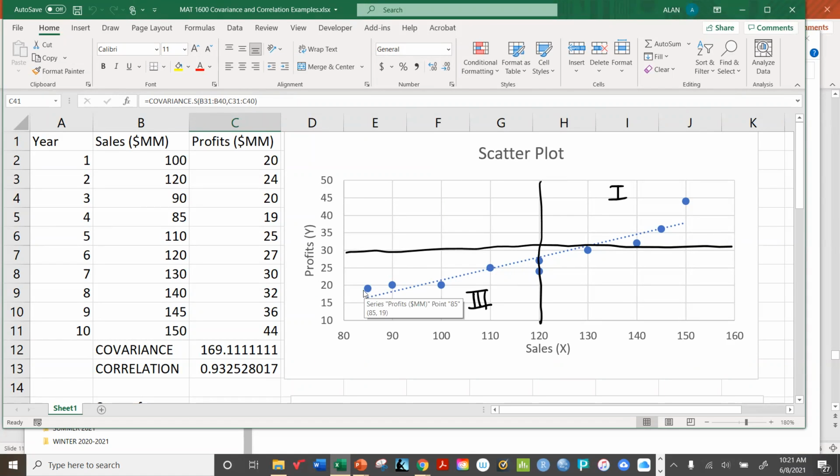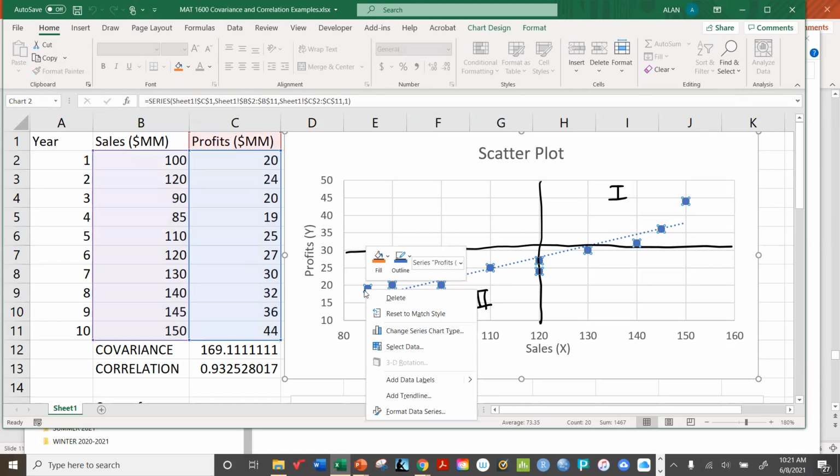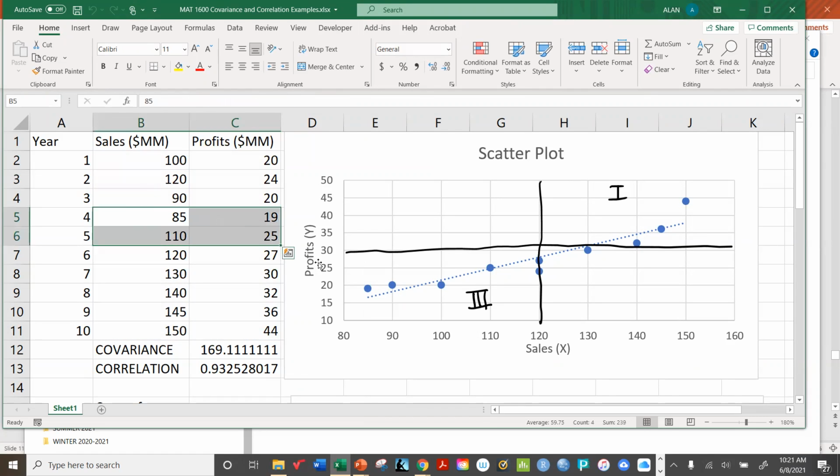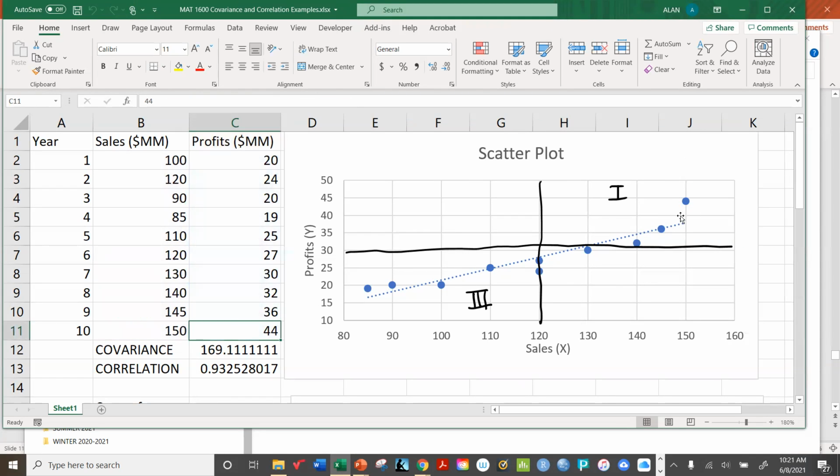Each of these points is a single year taken from this table. So for example, this one, it looks like that would be this year right here, year 4, where the profits are 19 million and the sales are about 85. Way up here, what do we have here? It looks like that would be this last year, where profits are 44 million and the sales are 150. So each one of these points represents one of these years.